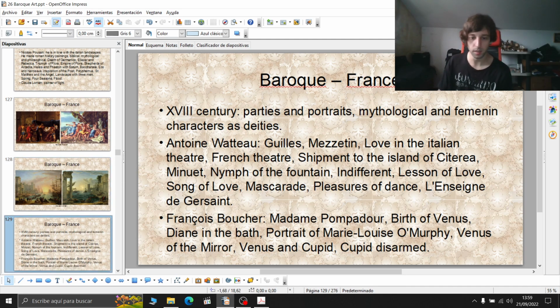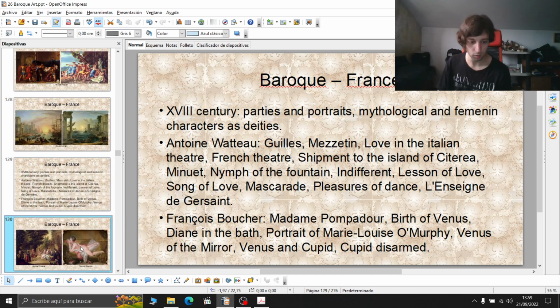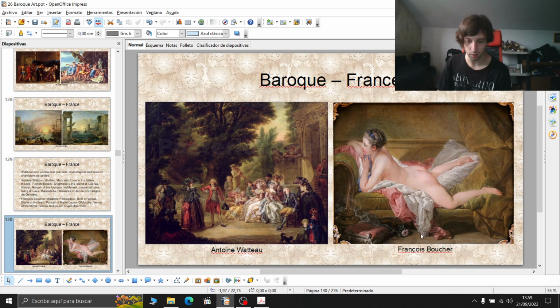18th century, parties and portraits, mythological and feminine characters as deities, with Antoine Watteau and François Boucher. This one, François Boucher. I remember reading about this painting and it was very controversial because this girl is most likely underage and she is naked.